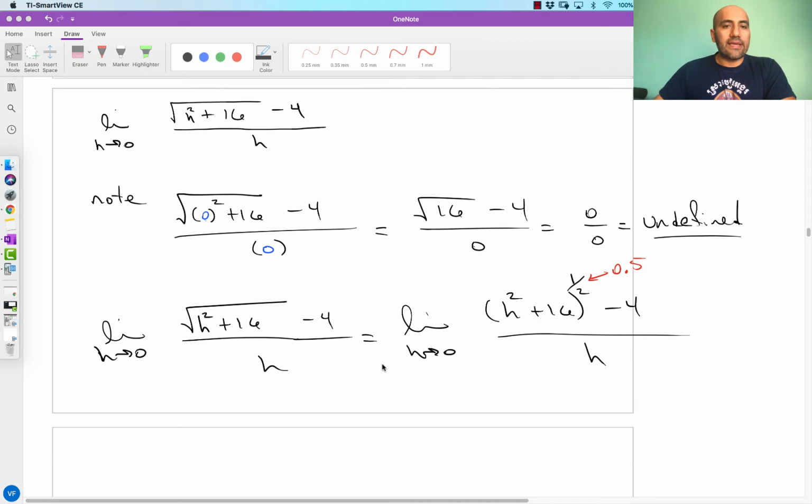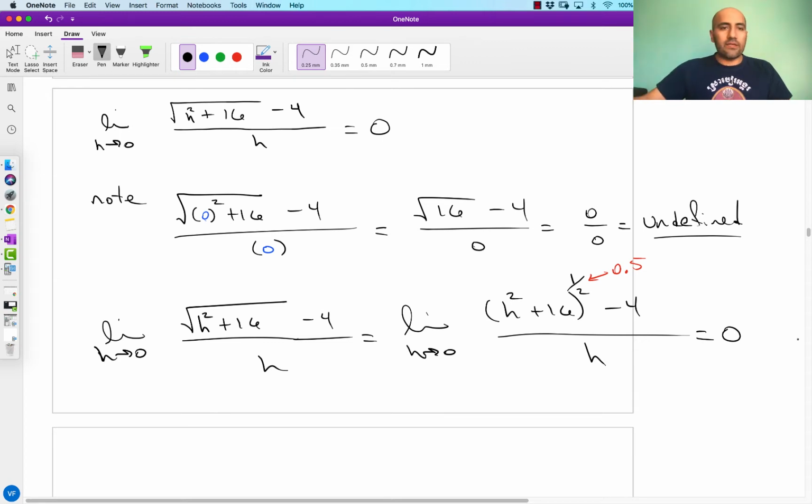So based on my calculator work, I feel confident in coming back over here and concluding that this limit, the limit as h approaches 0 of this function, is going to be equal to 0. Same thing as this one, equals 0. Let's graph it and confirm. See what we get.